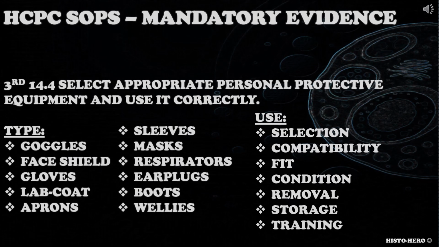The third standard is, select appropriate personal protective equipment and use it correctly. This standard is straightforward. You need to be able to select appropriate PPE and use it correctly. What PPE is available to you? Consider gloves, goggles, lab coat, aprons, masks, respirators, and so on. When and how would you use each PPE mentioned? Consider selecting appropriate protection, compatibility, fit, condition, removal, storage, training and so on.